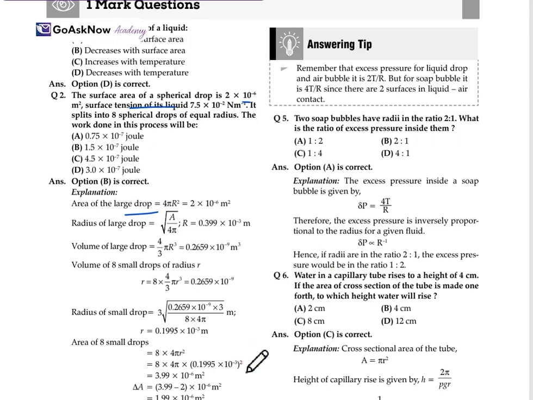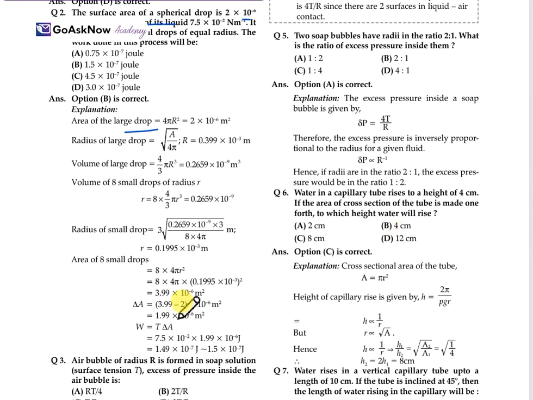And it's bracket close and power is square. Then we get the area is equal to 1.9 into 1.99 into 10 raised to the power minus 6. So work done W is equal to T into delta A. So when we substitute the value, we get the work done in this particular process will be 1.49 into 10 raised to the power minus 7 Joule.